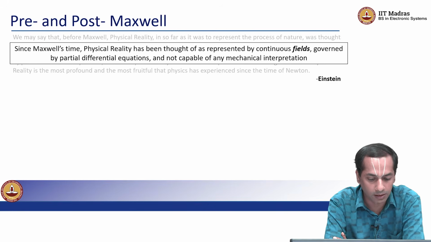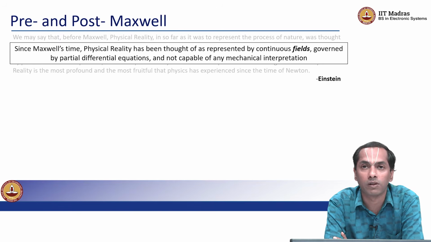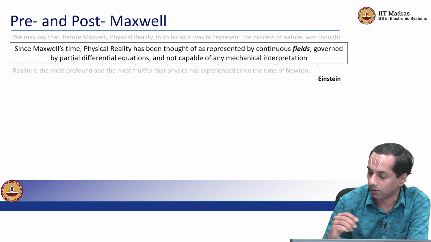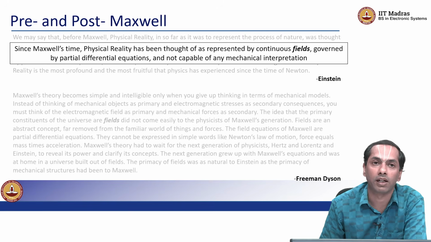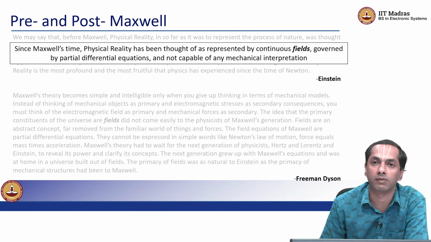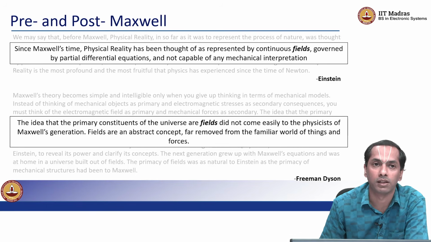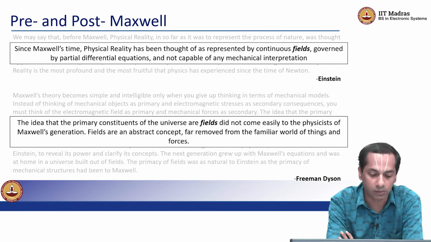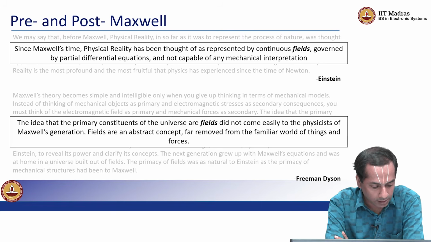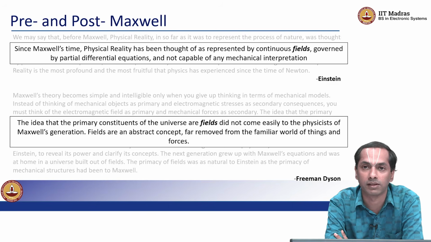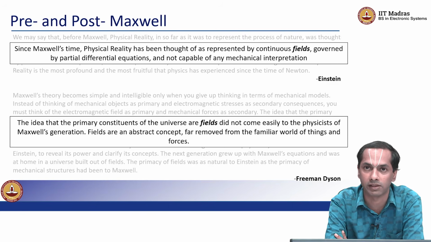Since Maxwell's time, physical reality has been thought of as represented by continuous fields, governed by partial differential equations and not capable of any mechanical interpretation. So, this was Einstein's view, and in another excerpt from another very famous scientist, Freeman Dyson, he had this to say about Maxwell's equations. The idea that primary constituents of the universe are fields did not come easily to physicists.